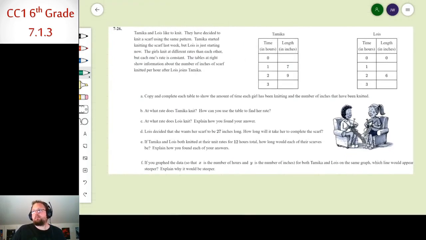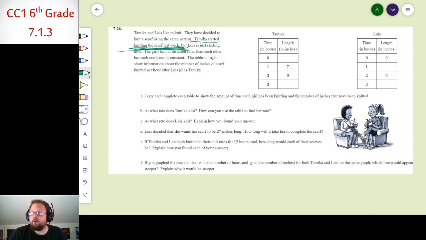So in this problem, you are looking at a situation where two people, it says, Tamika and Lois like to knit. They've decided to knit a scarf using the same pattern. Tamika started knitting the scarf last week. This is a very important detail. But Lois is just starting now. The girls knit at different rates, but each one's rate is constant.